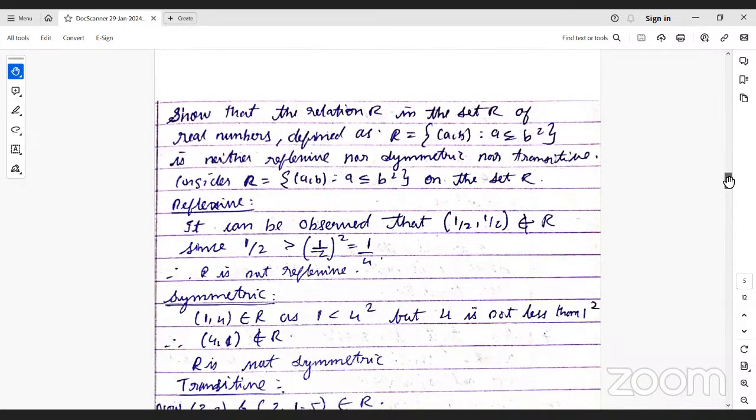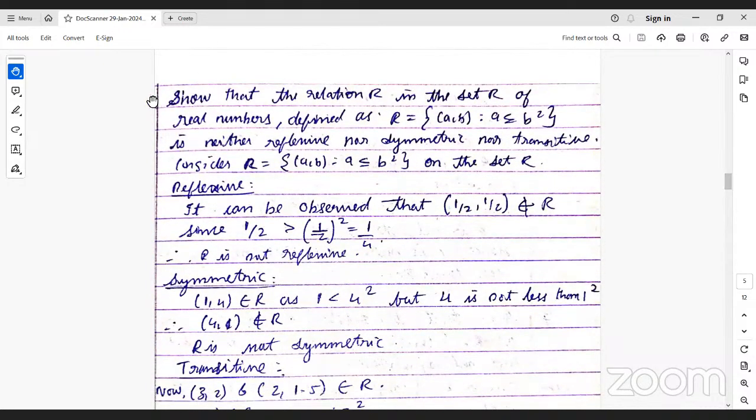Next question, and a very important question. This question has occurred 2 times in the annual paper. So question number five. We need to discuss this.